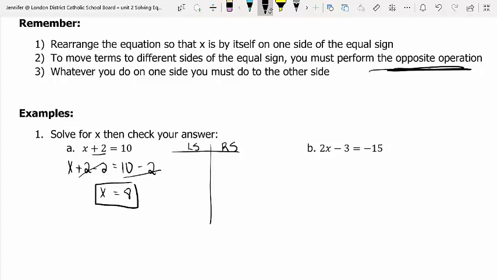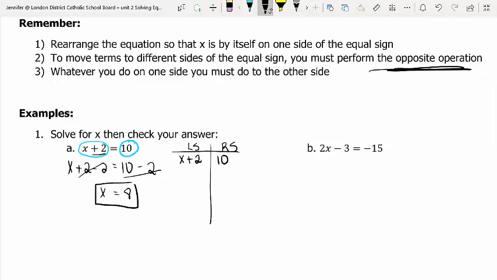And then you take the left side of the original equation. So here's the left side of the equal sign, and you write it under the left side column. And then you take the right side of the original equation, so that was 10, and you put it in the right side column.